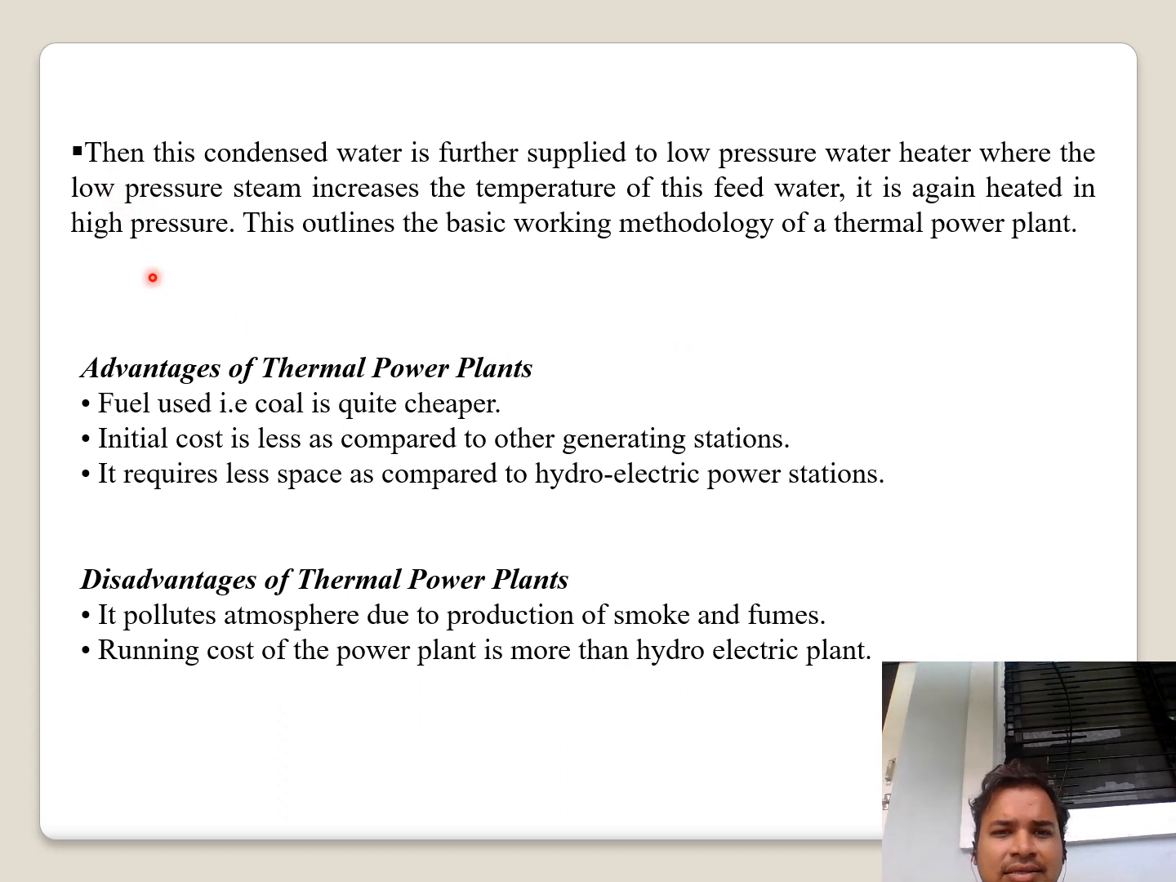Then the condensed water is supplied to a low pressure water heater, where the low pressure steam increases the temperature of the feed water. It is again heated at high pressure. Okay. Basically, this is the working of a thermal power plant. Means the condensed water is supplied further to the water heater, so the water is used again.